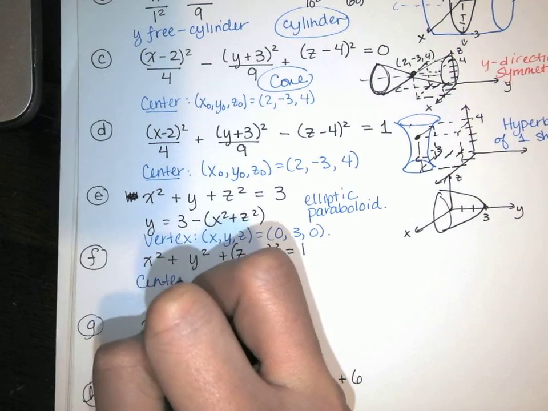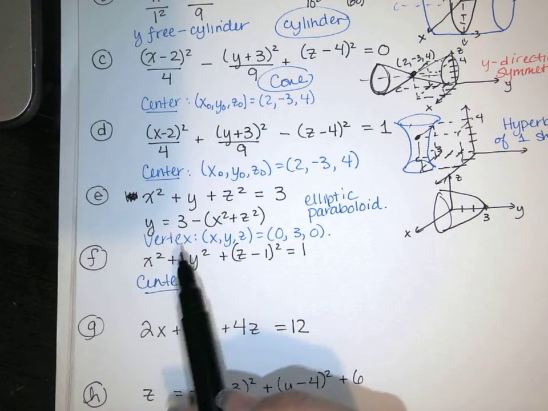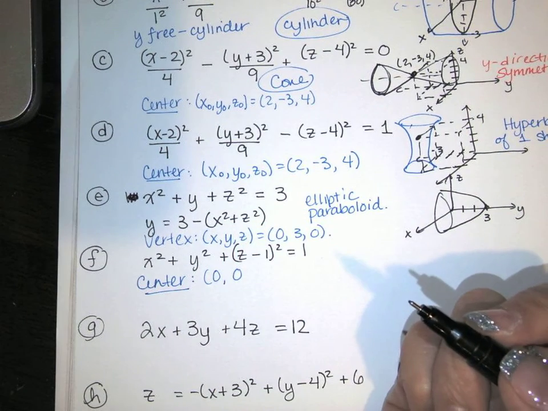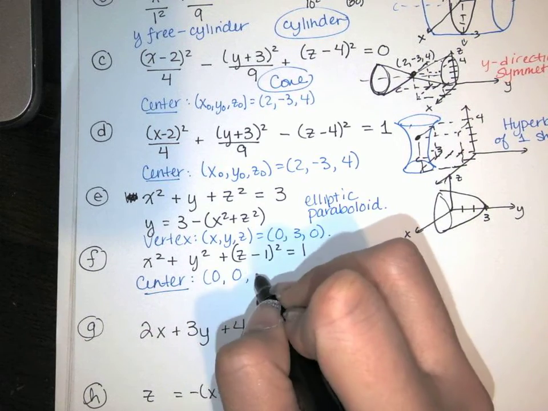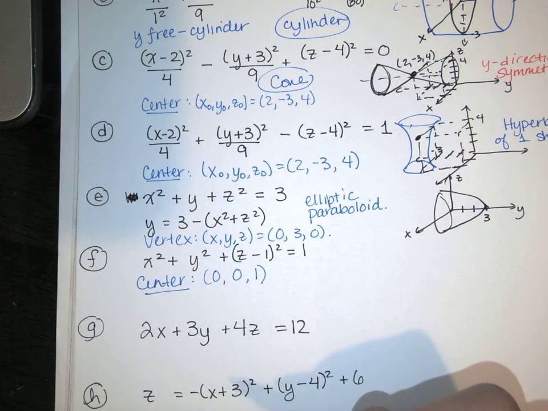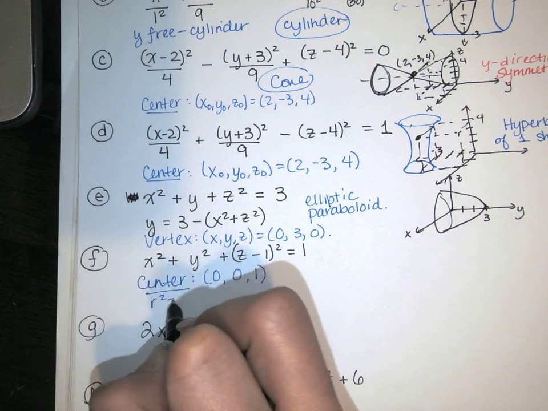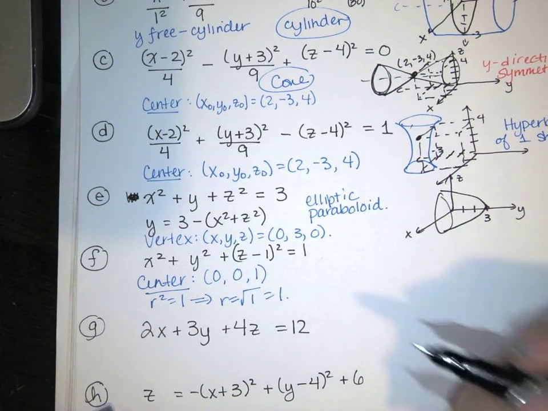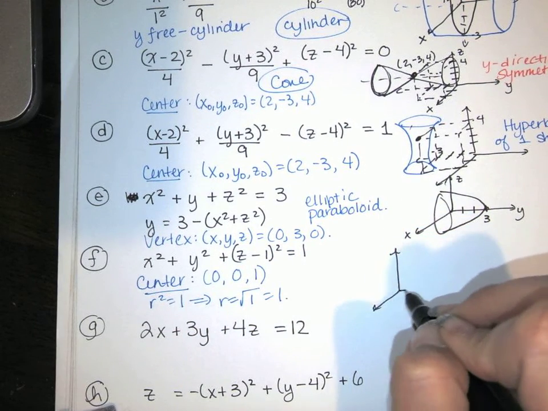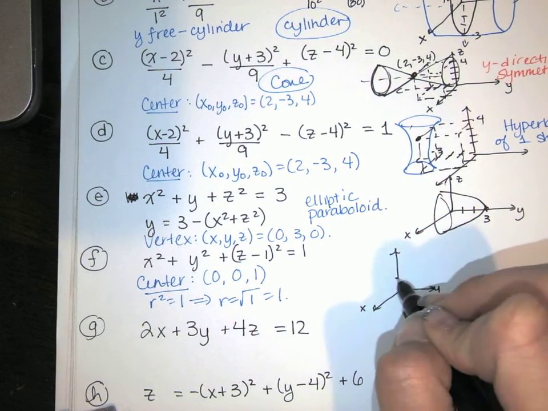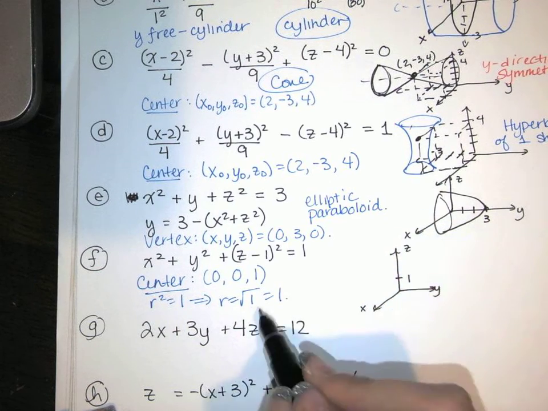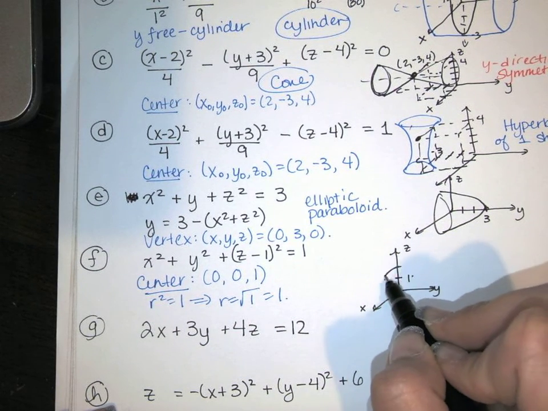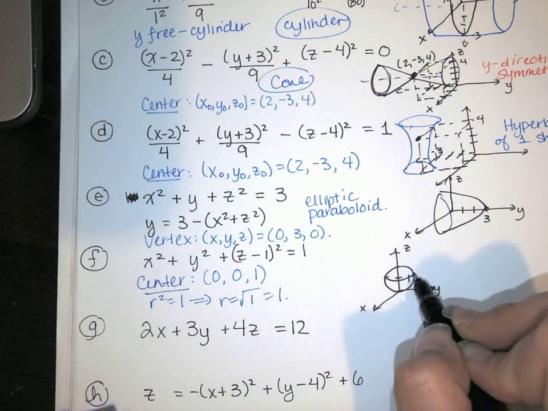So the center is easy to just read off of the equation. We're not subtracting anything from the x or the y. So x naught, y naught is 0, 0. And we are subtracting a 1 from the z. So take the opposite sign. The center is 0, 0, 1. Radius squared is 1. So the radius is 1. So I want to plot a point at x equals 0, y equals 0, z equals 1. So we're right there. And the radius is 1. So we want to go up 1 and down 1, left 1, right 1, forward 1 and backward 1. And that's our sphere.